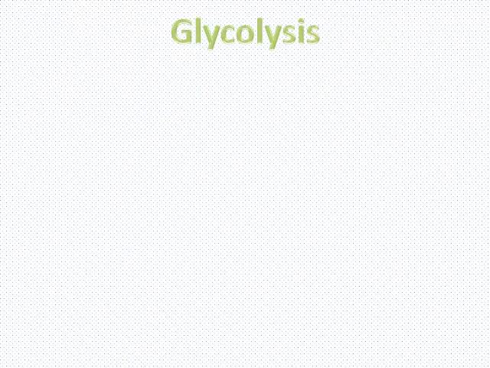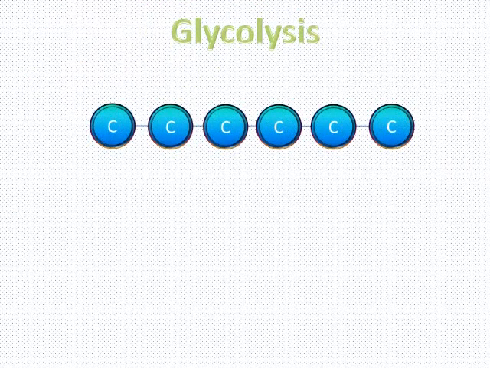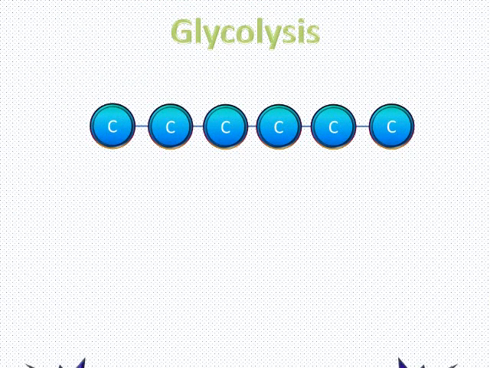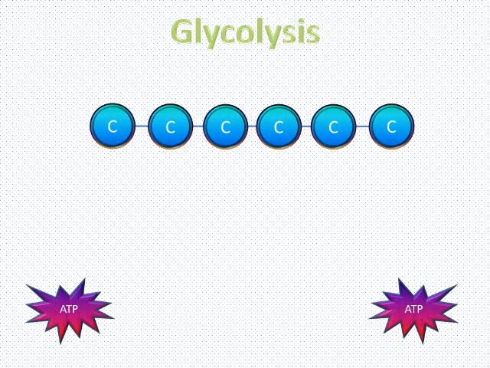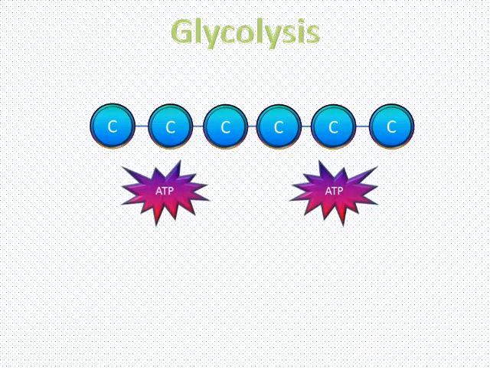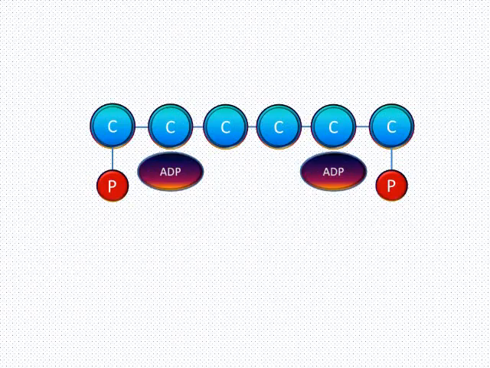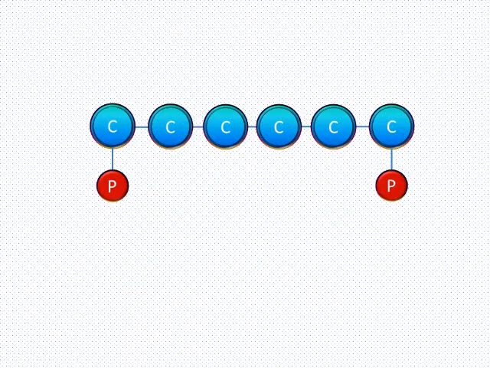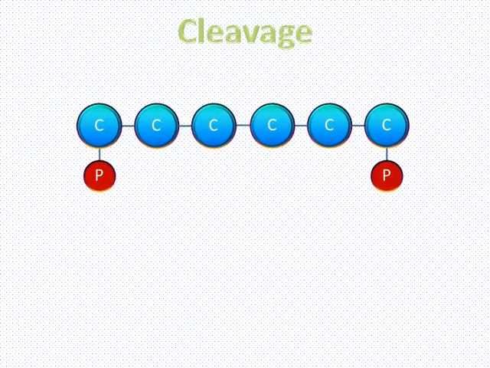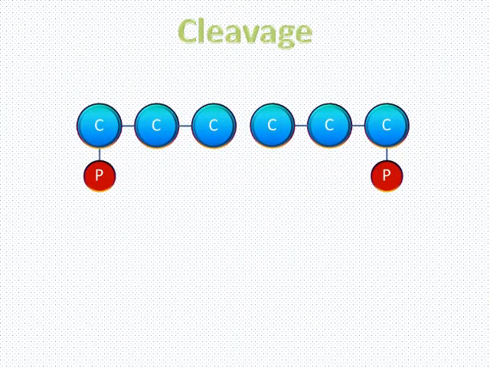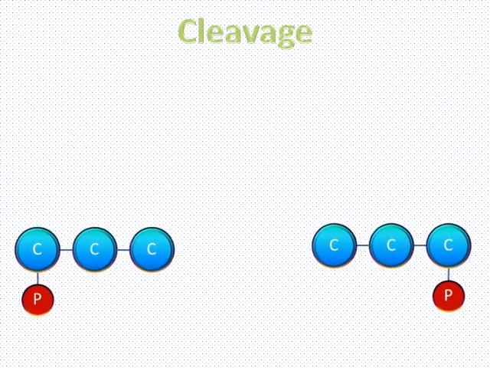A glucose molecule located in the cytoplasm of a cell undergoes cellular respiration. It first begins with glycolysis. Phosphorylation occurs where a phosphate group from an ATP molecule is attached to the 6-carbon glucose molecule. This occurs twice. Once the glucose molecule has 2 phosphate groups attached, it undergoes cleavage, where it is broken up into 2 3-carbon molecules named glyceraldehyde 3-phosphate or G3P.